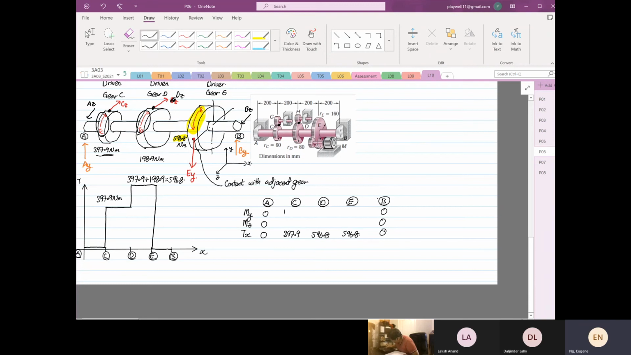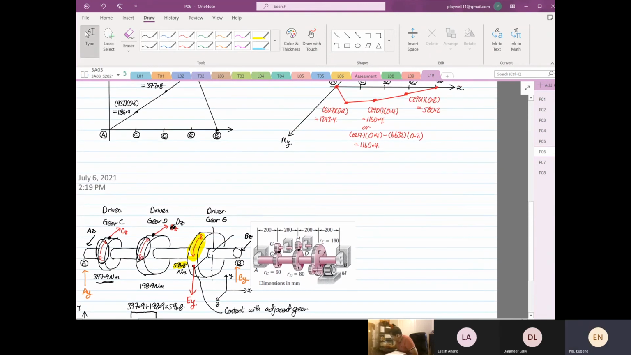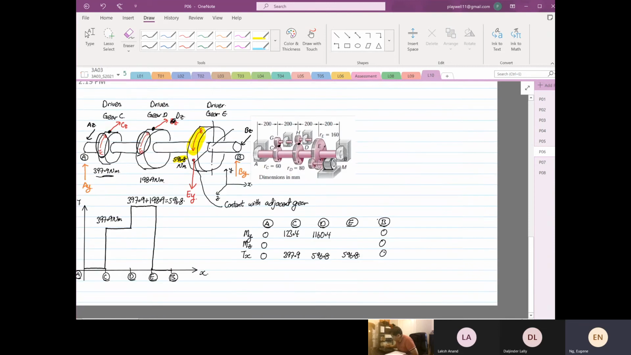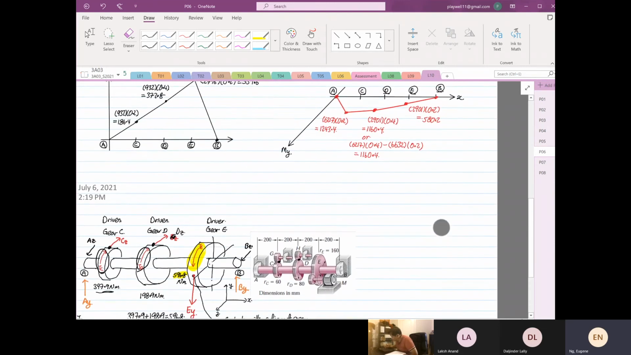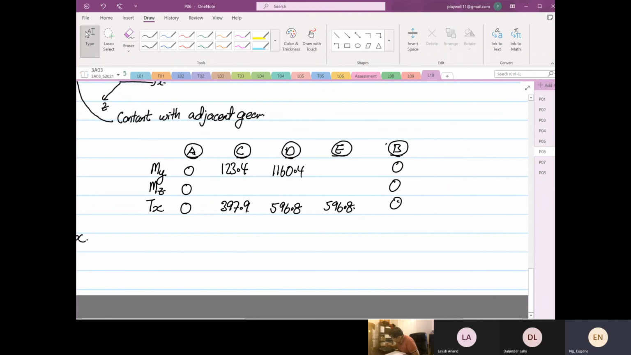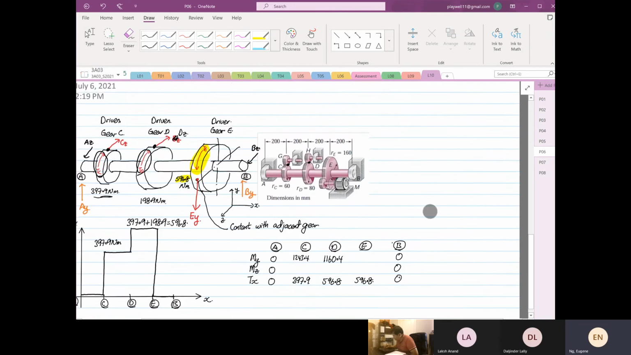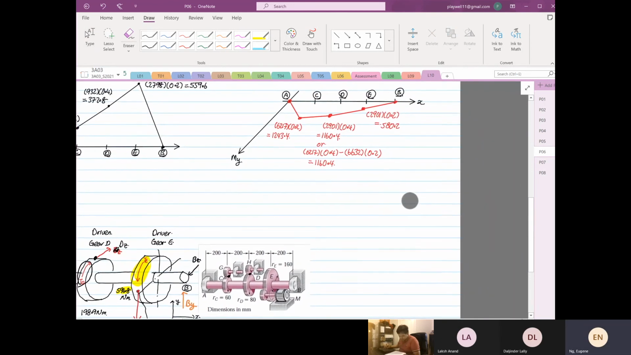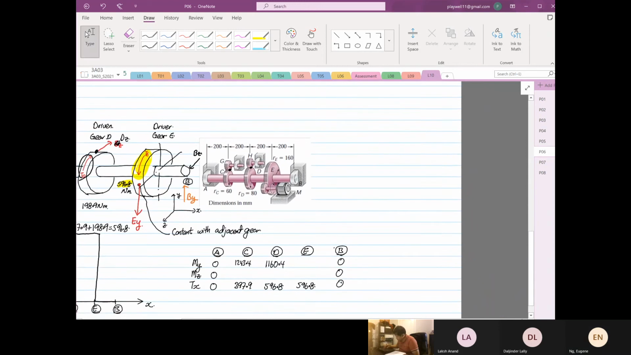Moment about y, 123.4. At point D is 1160.4. I think I got the first one wrong. It's 1243.4. And then at point E is equal to 580.2.